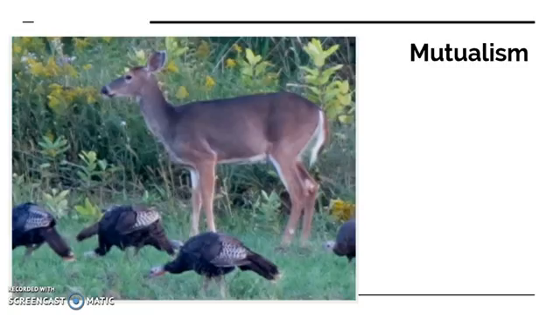The last symbiotic relationship is mutualism. Mutualism is a symbiotic relationship in which both organisms benefit from each other. And so wild turkeys are in a mutualistic relationship with white-tailed deer. White-tailed deer have an extremely fantastic sense of smell, and turkeys actually have very sharp eyesight. So they work together to recognize if predators are around and alert one another if a predator is present so that they can get away.